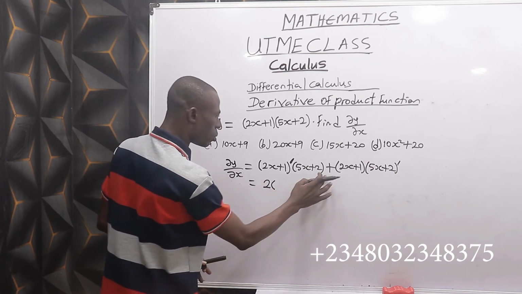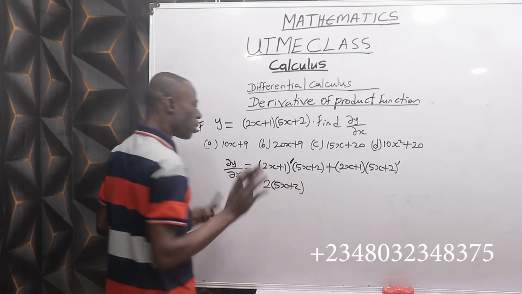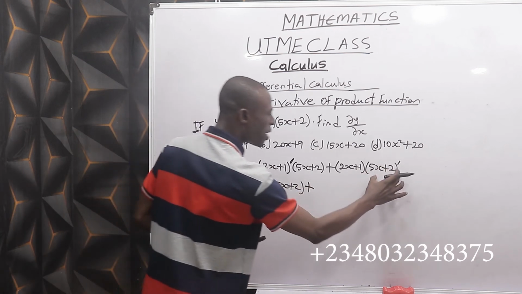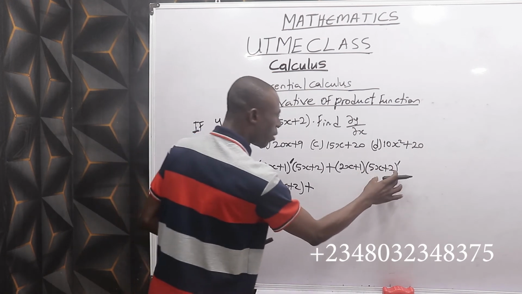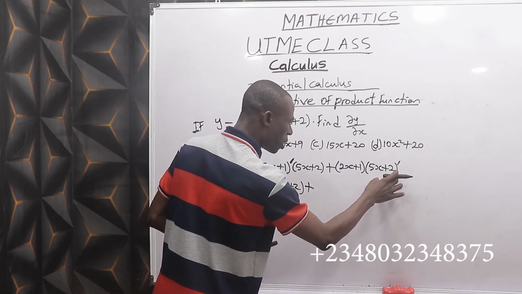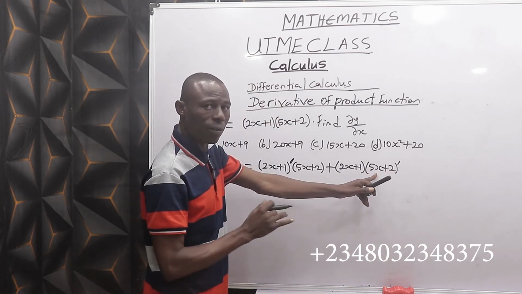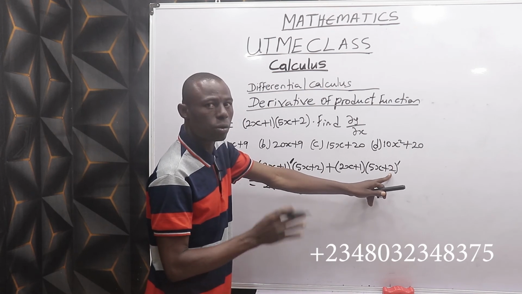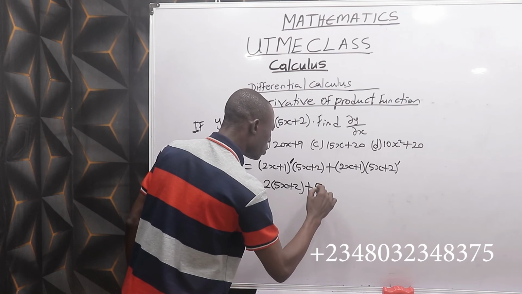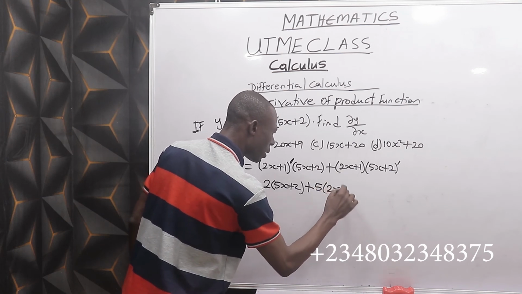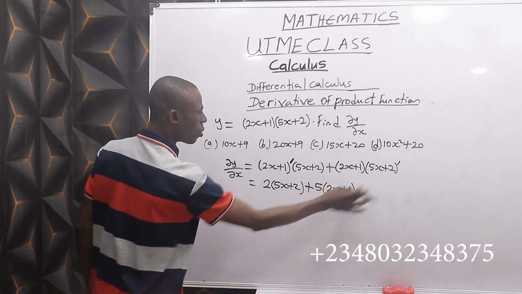So, 2 just multiplies this, that's all, plus differentiate 5x plus 2. The result of differentiation of this is 5, because when you differentiate 5x, you get 5. Differentiate positive 2, you get 0. So, 5 times 2x plus 1. That's it. Differentiate this, use it to multiply this. That is what we have done.